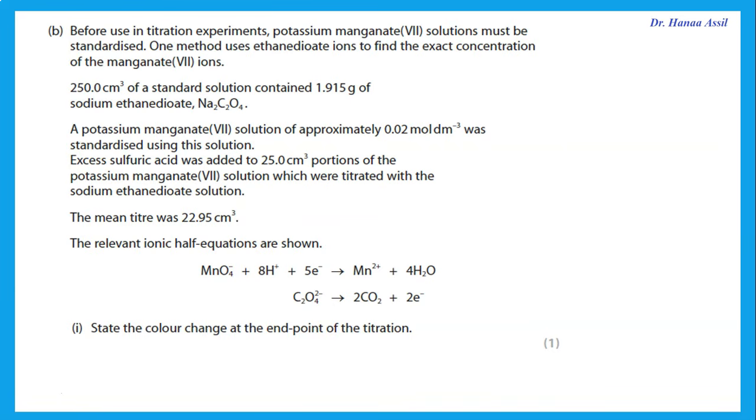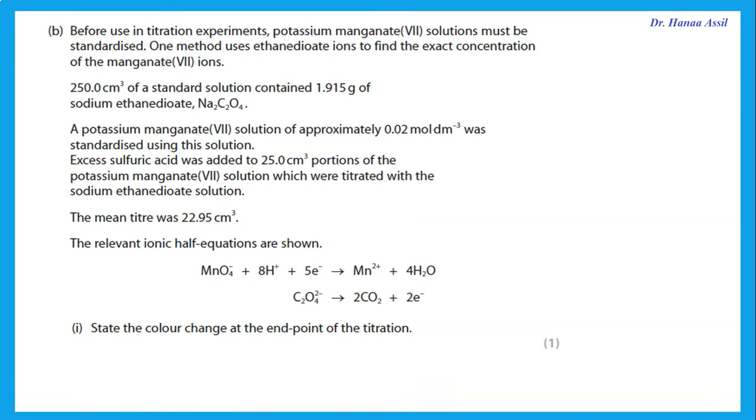Excess sulfuric acid was added to 25 cm³ portions of potassium permanganate, which was titrated with the sodium ethanedioate, and the mean titer was 22.95 cm³. And we're given the relevant ionic half equations. First, state the color change at the end point of the titration.